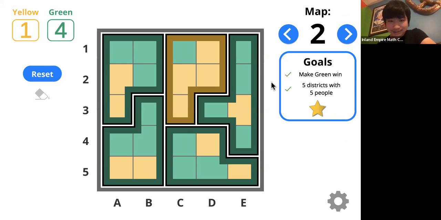So basically, what you want to do as green to win as many votes as possible, do you think we want to minimize or maximize them? Minimize the amount of votes that yellow wastes, or maximize the amount of votes that yellow wastes, or a maximum number of wasted yellow voters, basically.